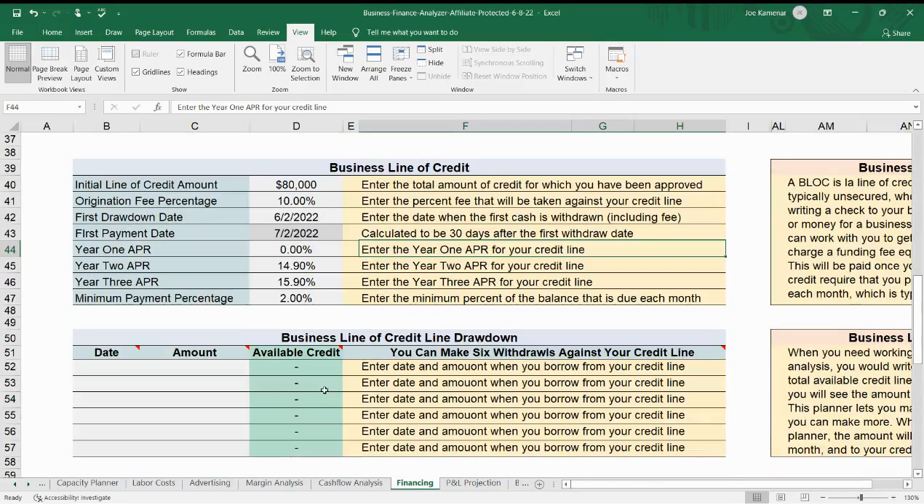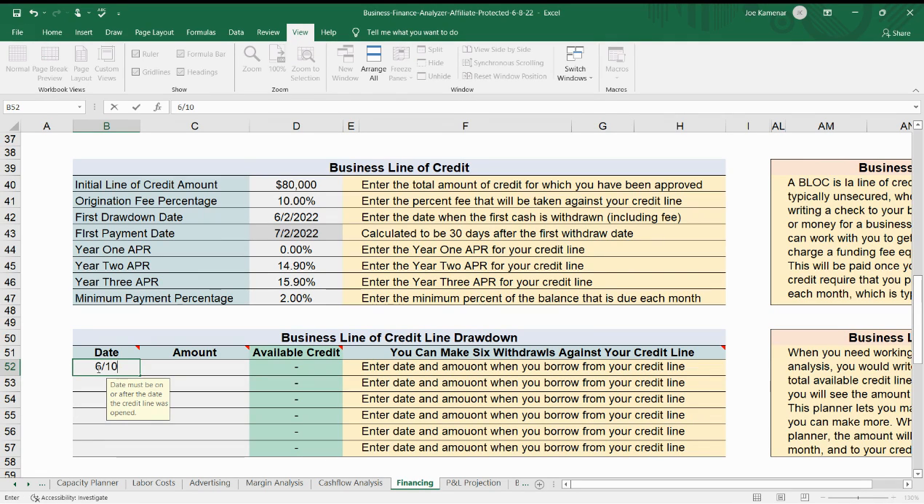So how do you do that? Well, you go down here, you pick a date and say, let's say it needs to be after that. So draw down business line of credit 6/2, draw down would be when it first went in. So let's say 6/10 is your first. Let's put that in. And let's say it tells you it's $72,000 to work with because you haven't made any payments yet. You paid $8,000. Let's say you're going to take $40,000 out of that.